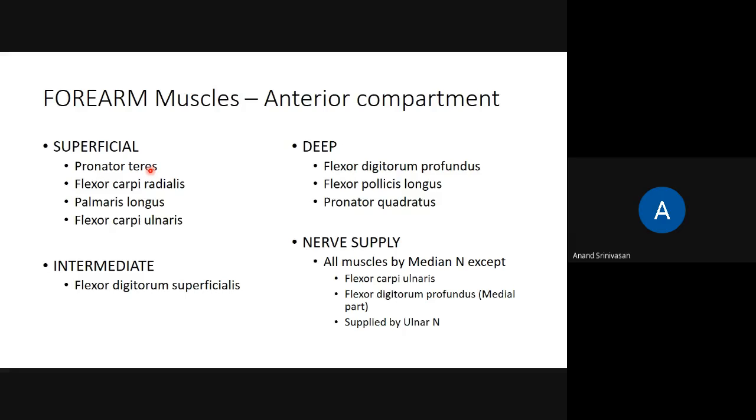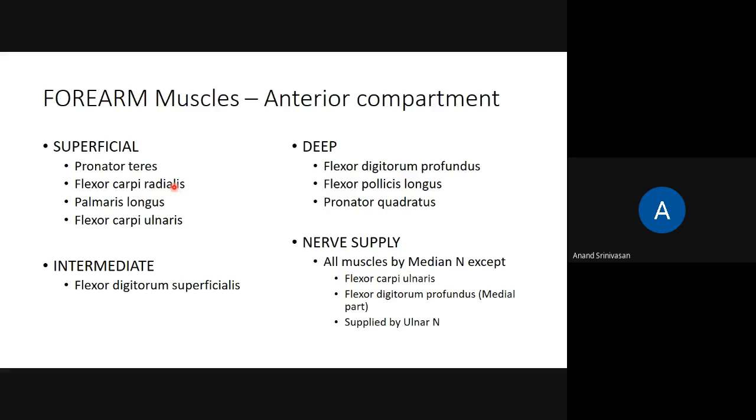The pronator teres originates from the medial epicondyle, and is inserted halfway in the radius, in the middle of the radius. That's why when this muscle contracts, it helps in pronation. Because it is attached halfway in the radius, when it contracts, it helps in pronation. So pronator teres. The next muscle, flexor carpi radialis.